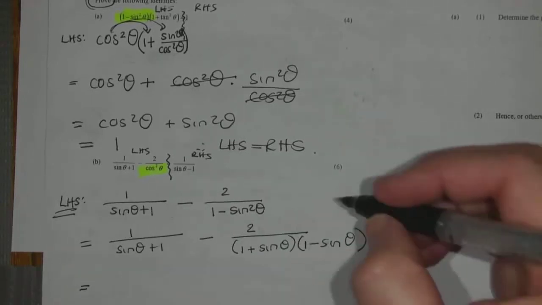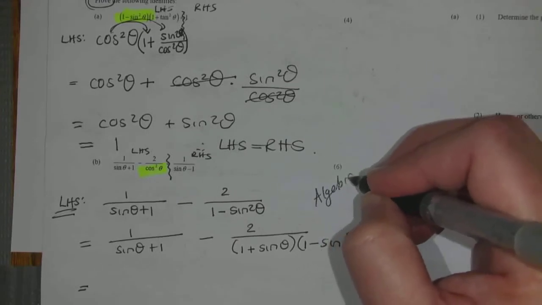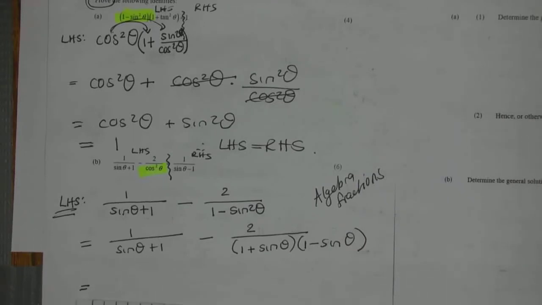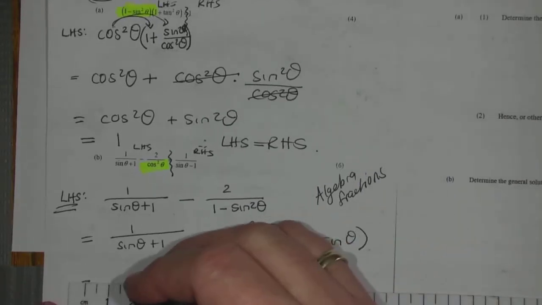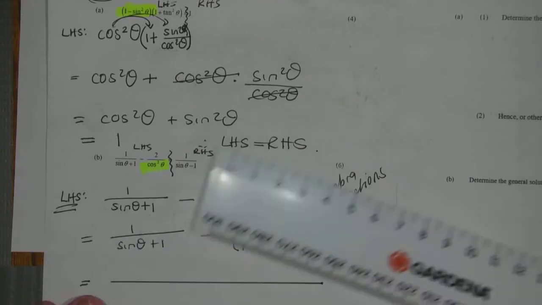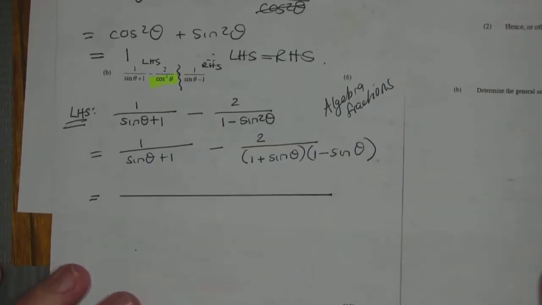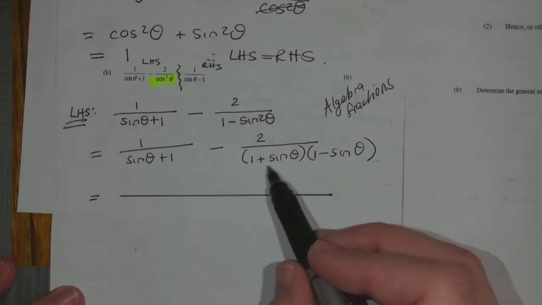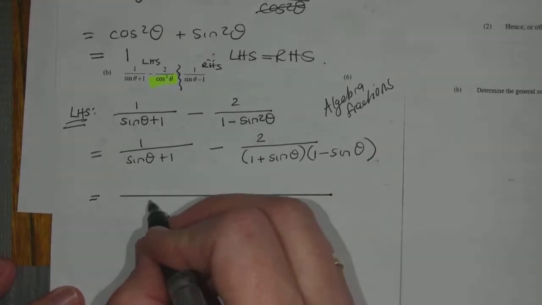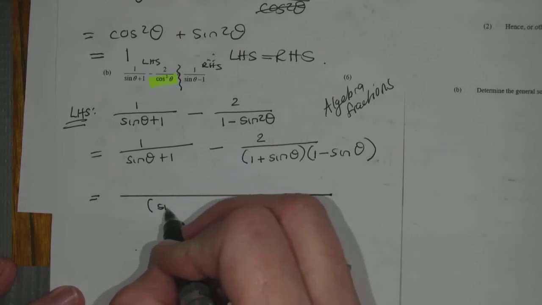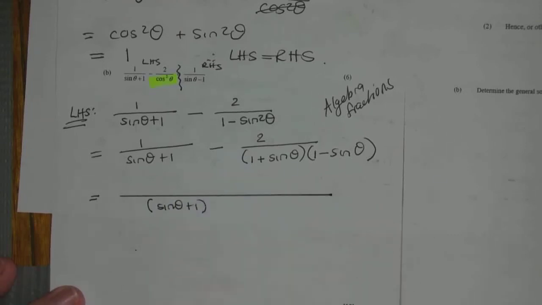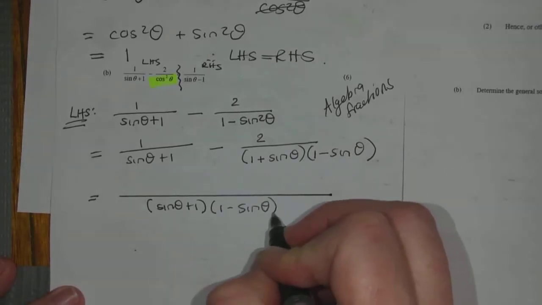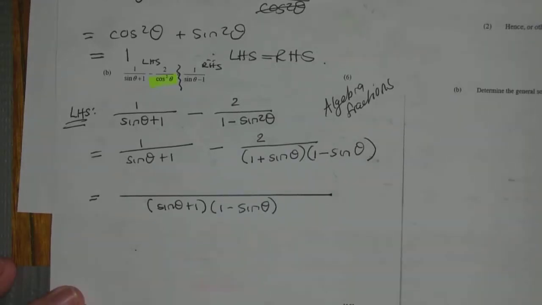Right, once again, we have algebra, we have fractions, we have an expression, which means we need an LCD, but that LCD needs to repeat in every single step. Now looking at sine theta plus 1 and 1 plus sine theta, it is exactly the same thing. Okay, and I need 1 minus sine theta as the second part.